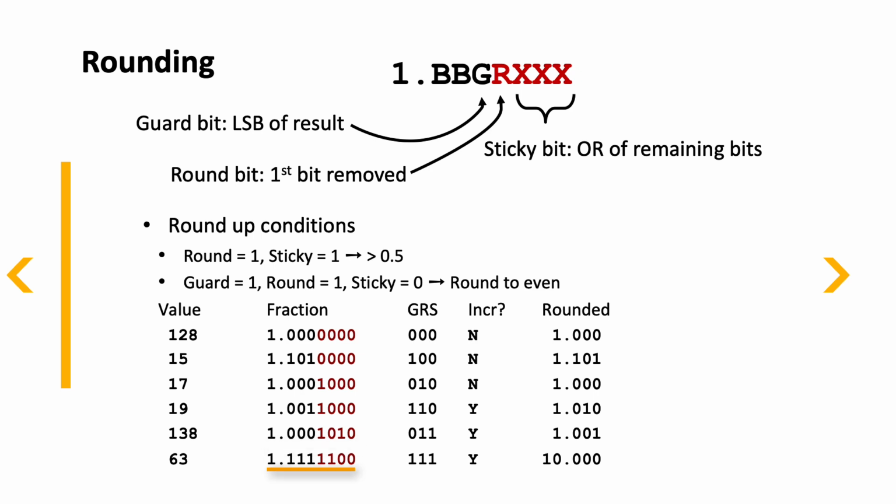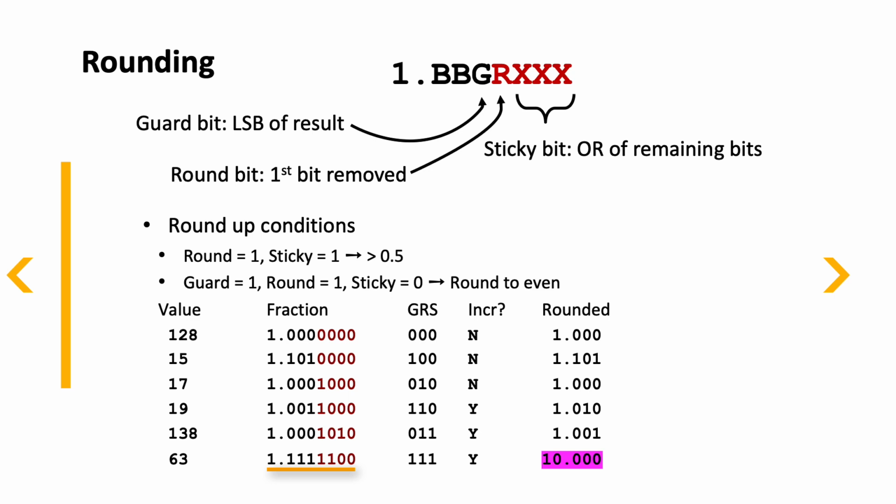With 63, now this is one to pay attention to for the post-normalize step. We've got a guard bit of 1, a round bit of 1, and a sticky bit of 1, so we do want to increment. That's a round up condition, but when we increment, notice we add 1. That gives us a 0, carry the 1, another 0, carry the 1, another 0, carry the 1, another 0, carry the 1. Uh-oh. When we round that, we end up with 2.